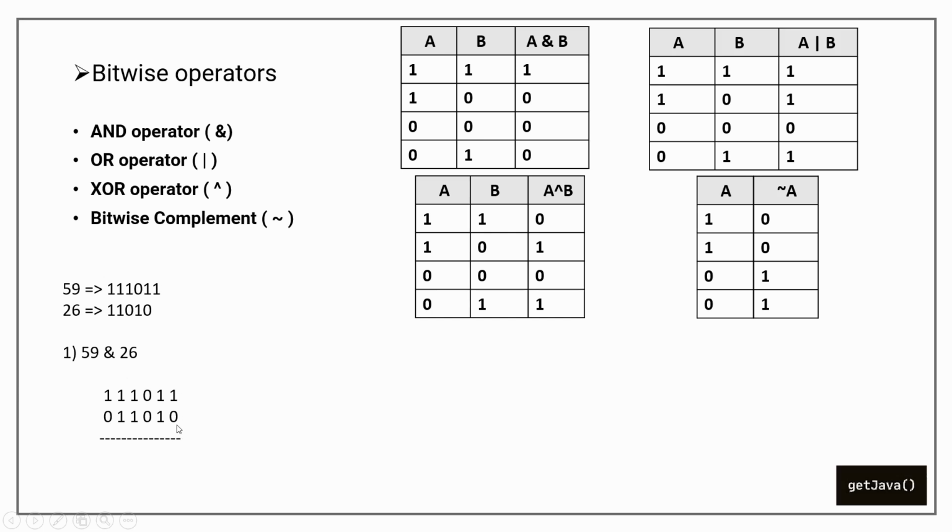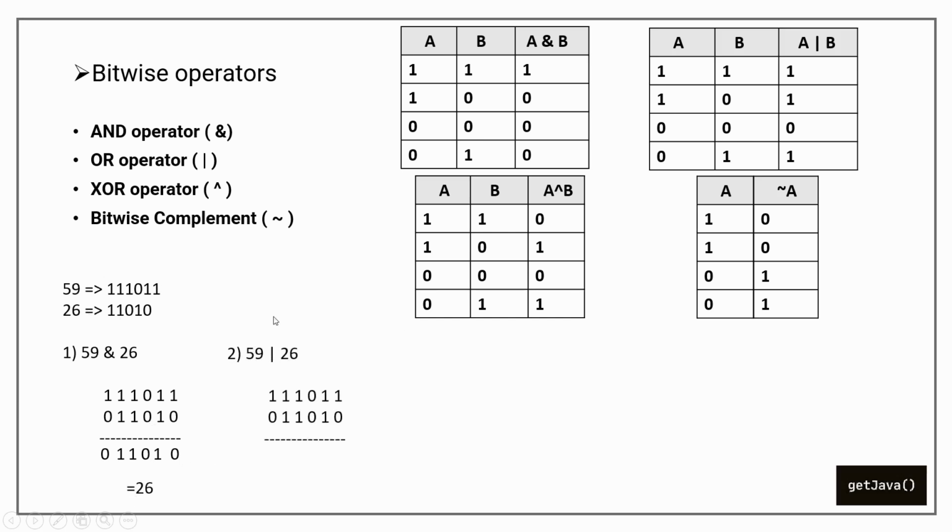So 1 and 0. If we look at the table, 1, 0 is 0. So we will get 0. Now 1, 1. 1, 1 is 1 inside the AND table. So we will write 1. 0, 0 is 0. Now 1, 1 is again 1. Again 1, 1 is 1. And 1, 0 is again 0. So this is the output. If we see 11010, this is the same as 26. If we convert this binary to decimal, we will get 26.